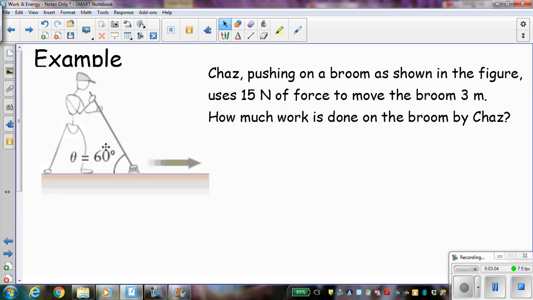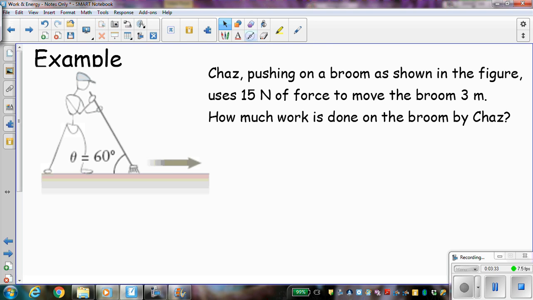Okay, so let's look at this one, for instance. Chaz, you got a new job. You're a room sweeper, and you're pushing on a broom, shown in this figure. It's very funny, Chaz. You're using 15 newtons of force to move the broom 3 meters, in this direction. So you're pushing, it moves 3 meters. How much work is done on the broom? Well, you might just think it would be 15 times 3, but it's not.